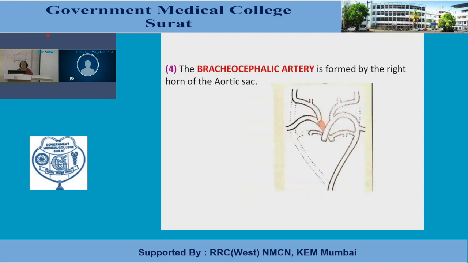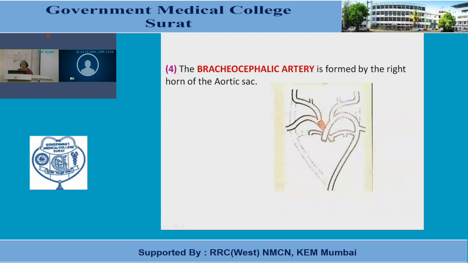Now the brachiocephalic artery. These are the main arteries of the head and neck. The brachiocephalic artery is formed by the right horn of the aortic sac. We have seen it in the previous diagram. This is the aortic sac. Here is the right horn of the aortic sac and this is the left horn of the aortic sac.